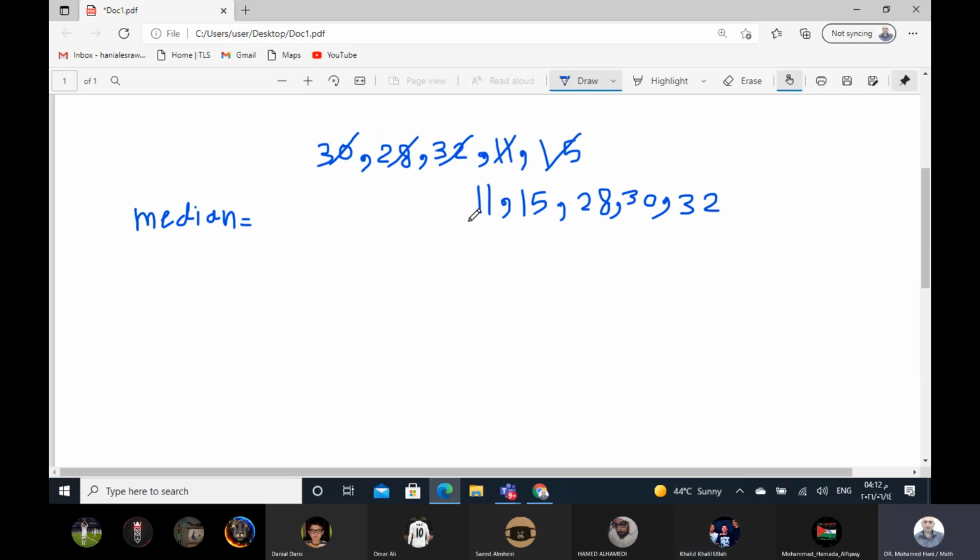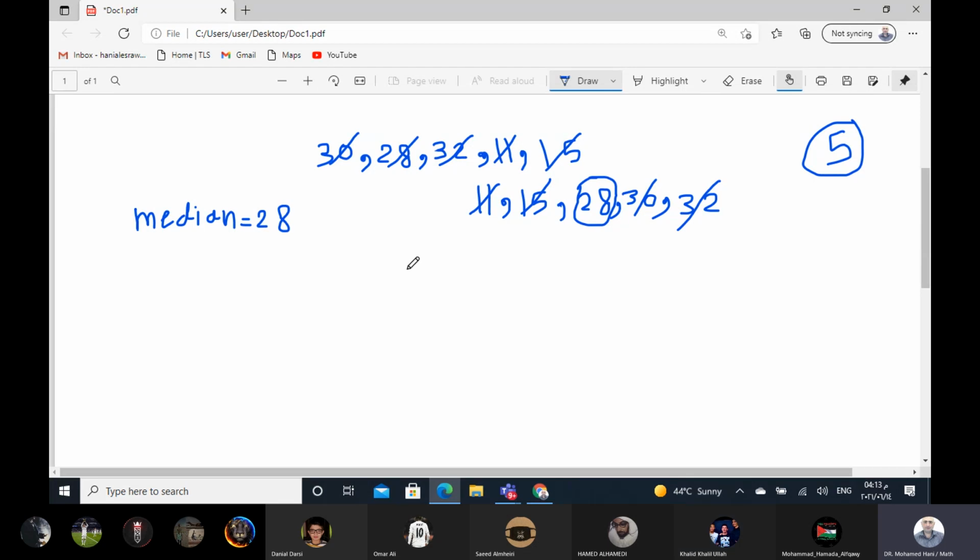Then the second step, count how many numbers here. 1, 2, 3, 4, 5. Is 5 even or odd? Odd. Great. When you have odd, take the value in the middle, the center of this data. How to know the center of this data? Cancel a value from the first and a value from the end, and again. You will get the center of the data. 28. So the median will be 28.